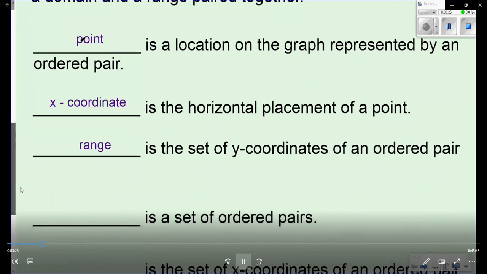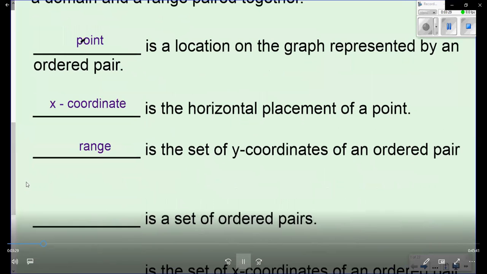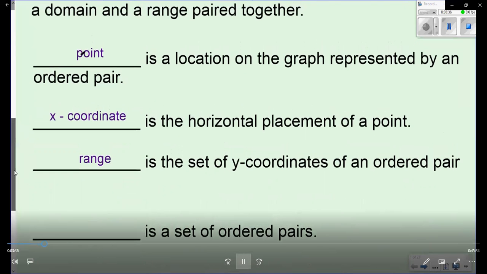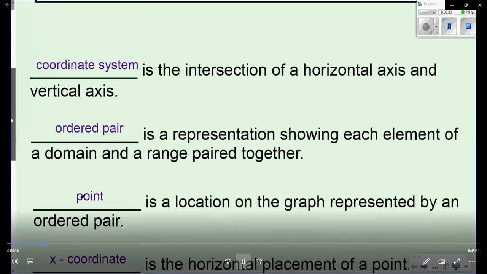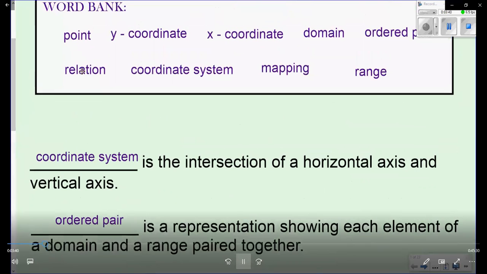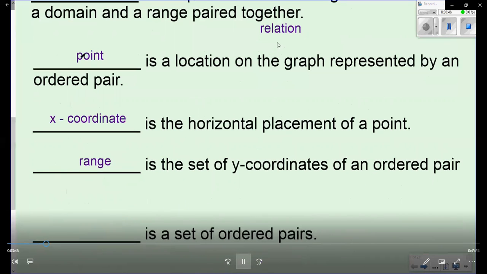Next one is a set of ordered pairs. You don't have only one ordered pair, you could have 2, 3, 4, 5 all together. So when you have a set of ordered pairs, they are called a relation. The relation is a set of ordered pairs.